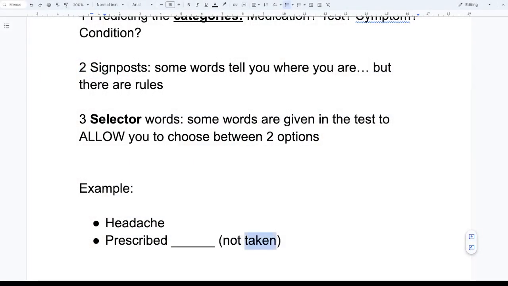So imagine you see this in your exam. Not taken. Why not taken? Why is that important? Yes, very important. It is going to allow me to select the correct answer. This will help me choose.